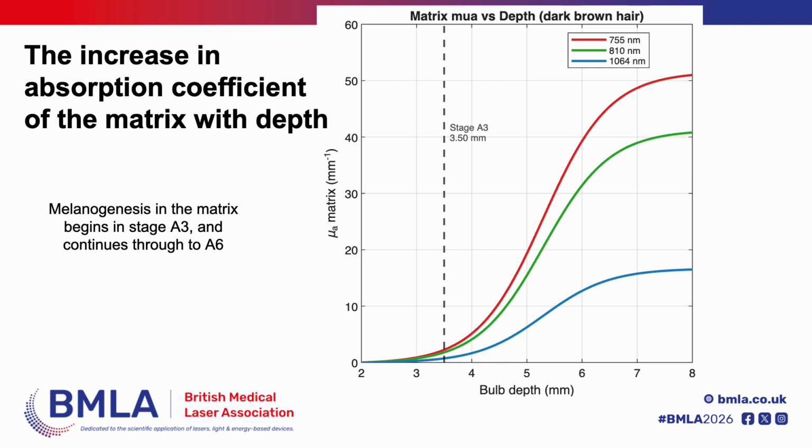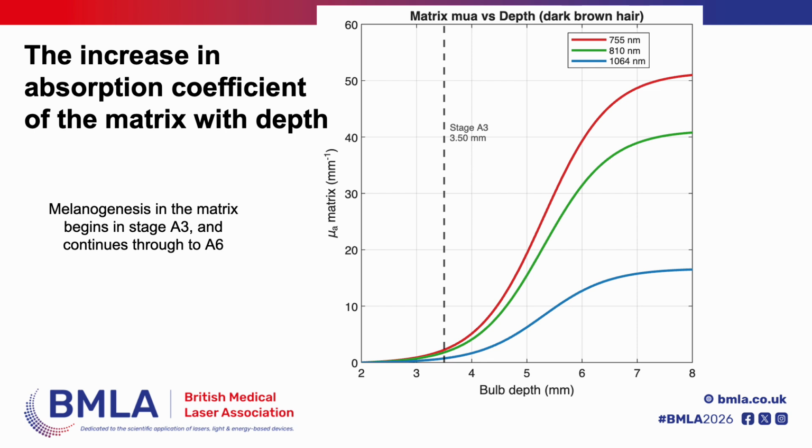The follicle is still in anagen 1. But when it gets into anagen 3, this is when melanogenesis kicks in, and when the bulb starts to increase in absorption coefficients. And that will increase as the follicle descends to the subcutis, and as the follicle goes through to the anagen 6 stage. So we can see here that at the beginning of A3, the matrix is only about 3.5 millimeters deep, and the absorption coefficient is pretty low. But by the time it gets down to 7 or 8 millimeters depth, it's significantly greater.